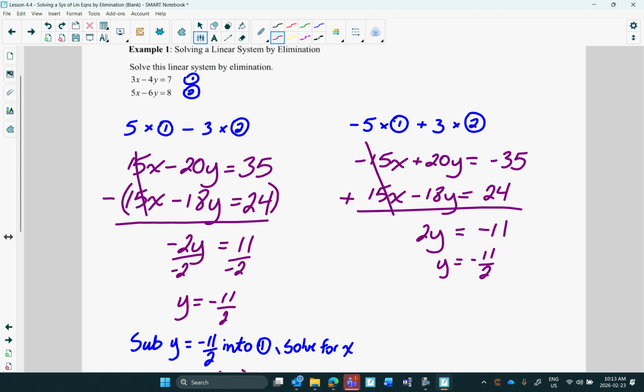The advantage about multiplying by a negative and adding is you never have to worry about subtracting negatives and making that mistake. Because here I've got to worry, oh, this changes to plus. I've got to watch out for that. I don't have to worry about that when I add. Okay? So one or the other is fine.